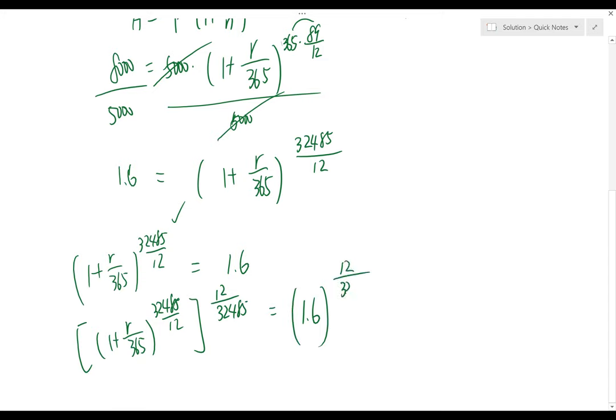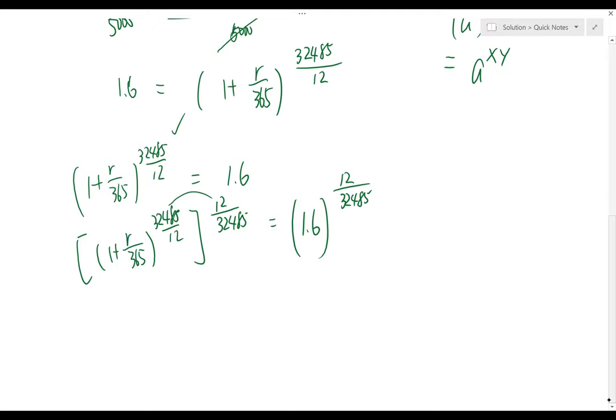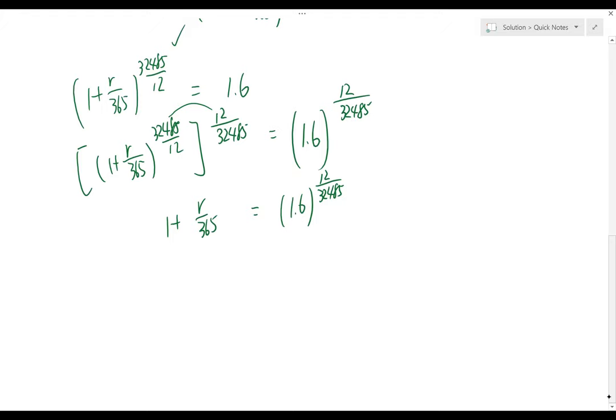Using the exponent property, if you have a to the x raised to the y power, that becomes a to the xy. And when you multiply these two reciprocal numbers, it becomes one. Then we get rid of the exponent. So we end up with 1 plus r over 365 on the left, and then 1.6 raised to 12 over 32,485.